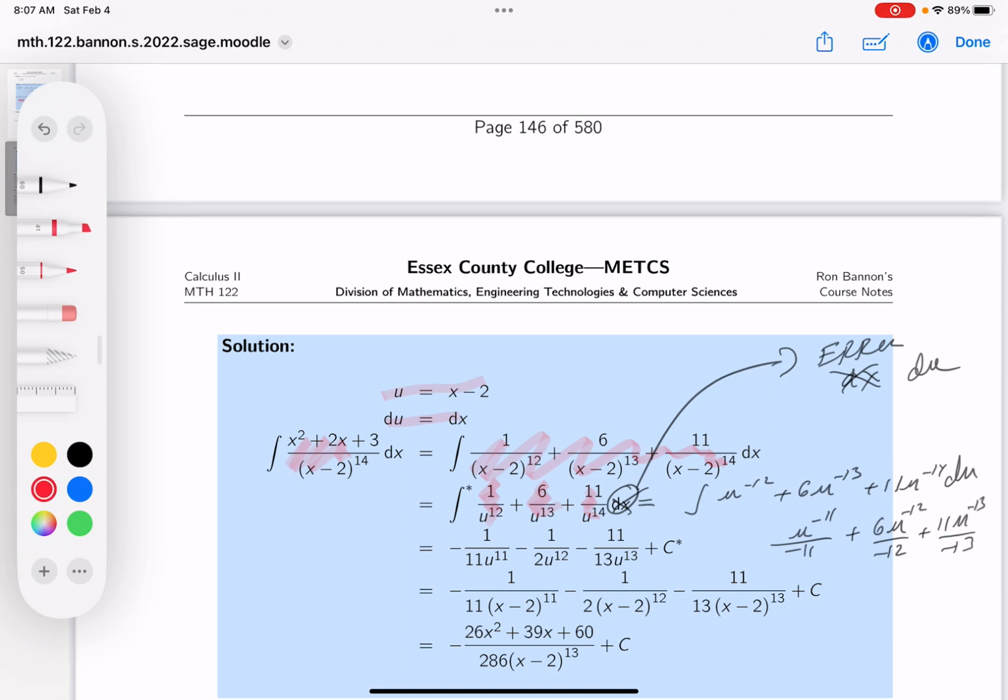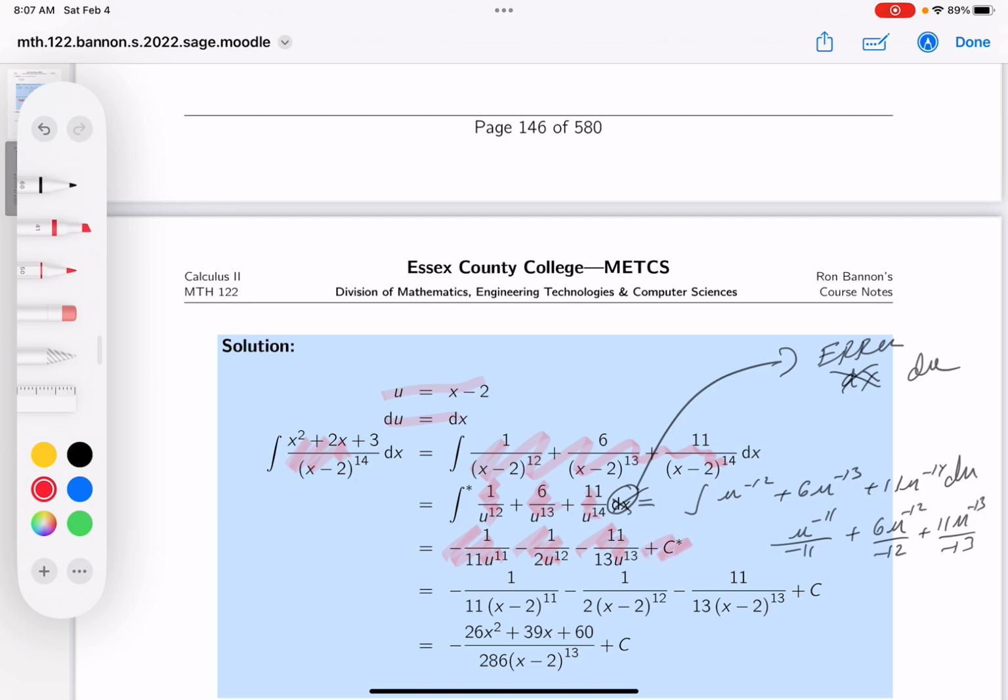Let me just go through that with you. I just rewrote those guys. Minus 1 over u to the 11th. I reduced it. That's going to be minus 1 half u to the 12th. This one's minus 11 thirteenths over u to the 13th. All right? And then some constant integration.